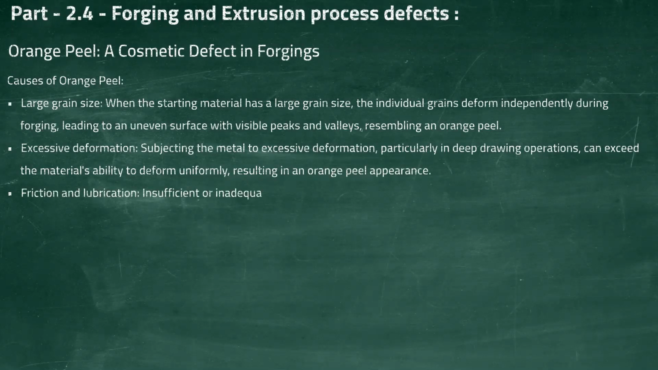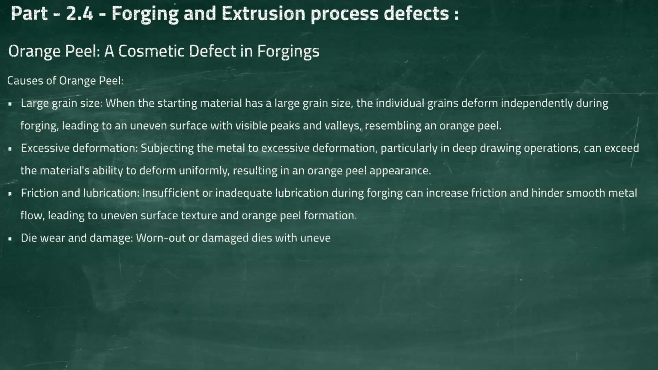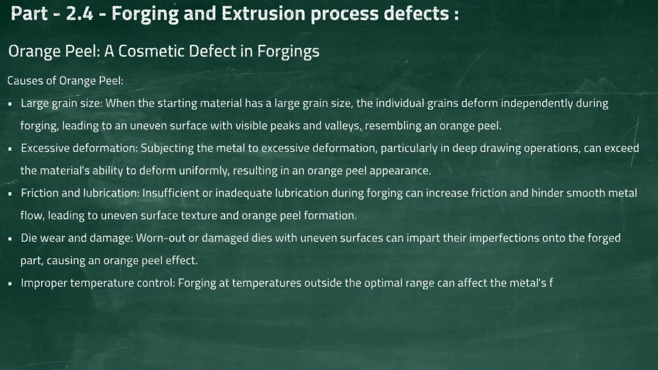Friction and lubrication. Insufficient or inadequate lubrication during forging can increase friction and hinder smooth metal flow, leading to uneven surface texture and orange peel formation. Die wear and damage. Worn out or damaged dies with uneven surfaces can impart their imperfections onto the forged part, causing an orange peel effect. Improper temperature control. Forging at temperatures outside the optimal range can affect the metal's flow behavior and contribute to uneven surface formation.